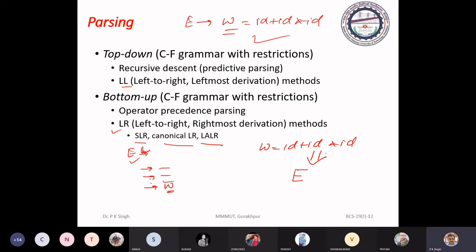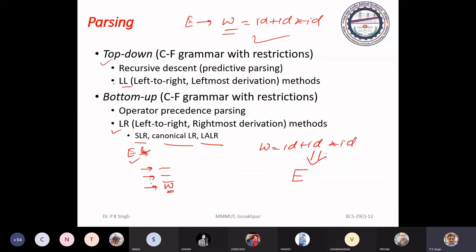And we just keep on repeating this process up to the instant we are able to reduce the entire string to the start symbol of the grammar. Okay, so we'll discuss these two parsing techniques.